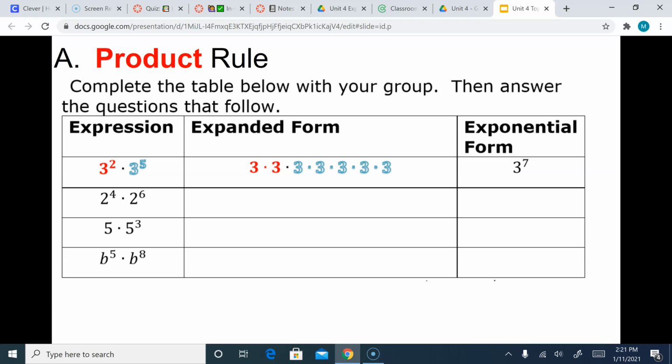Okay, so if we do the same thing for the 2's, 2 to the 4th means I have 4 2's. And then 2 to the 6th means I have 6 of them. 1, 2, 3, 4, 5, 6. And then combining them all together, there's 1, 2, 3, 4, 5, 6, 7, 8, 9, 10 2's. Okay, so we're trying to figure out what's the rule for these properties of exponents.